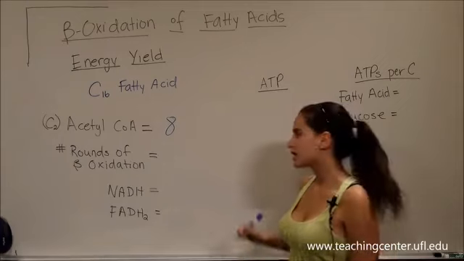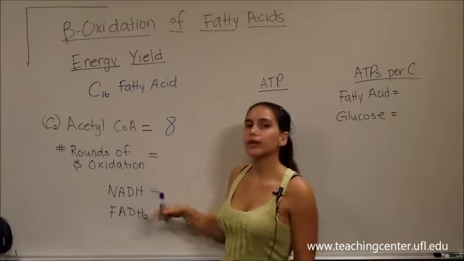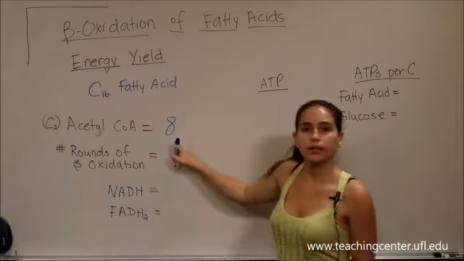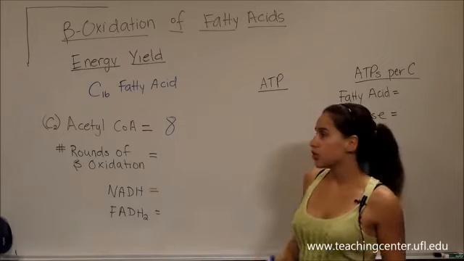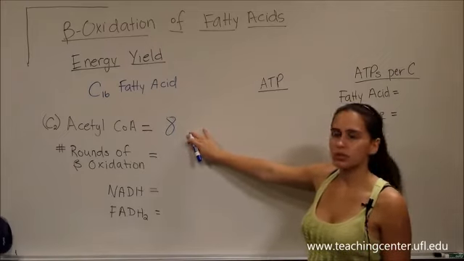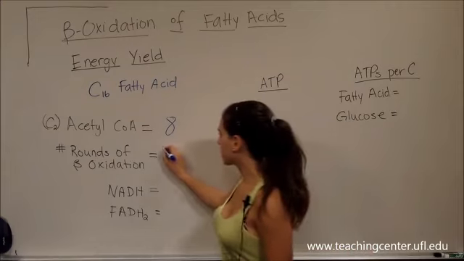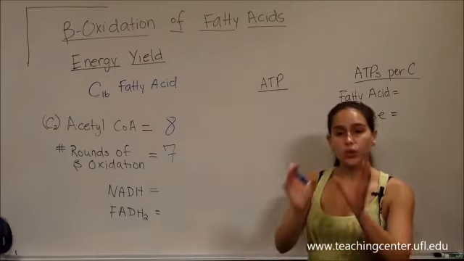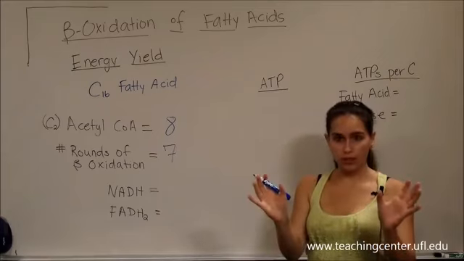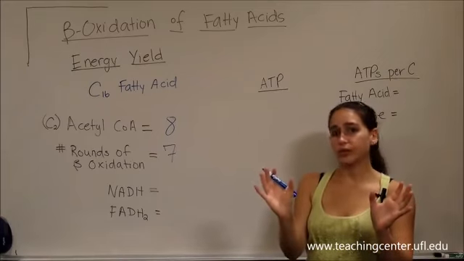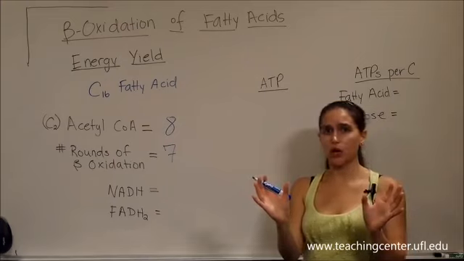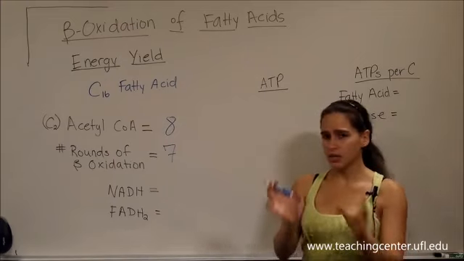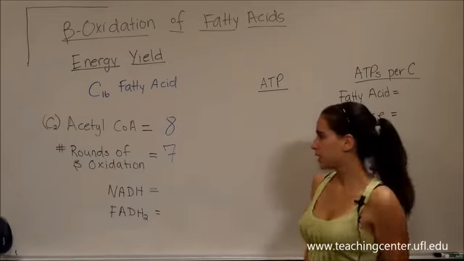How many rounds of oxidation do we need to undergo to get those 8 acetyl-CoAs? Well, a little trick is to look at the number of acetyl-CoAs and just subtract 1. That's going to be 7. Why? Because the last step is just going to be breaking off those 2 final acetyl-CoAs, and so we don't have to undergo beta oxidation for that final acetyl-CoA, that 8th acetyl-CoA. It's just going to come out of it.